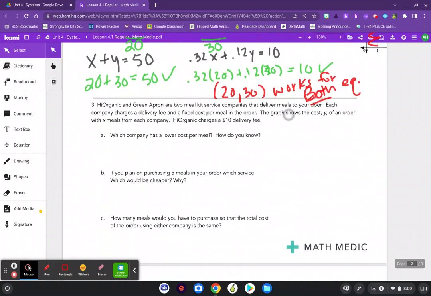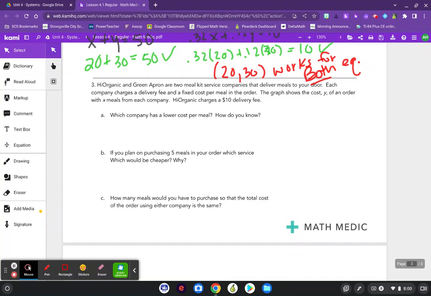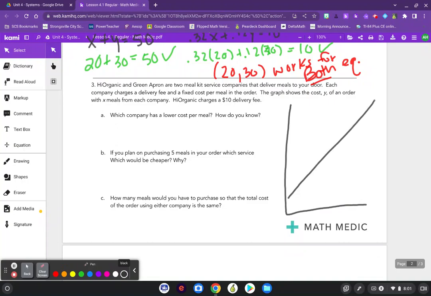Real quick, I do want to talk about 3. That's where my graph went. I should have a graph for 3. And in this graph for 3, we have lines that look something like this. I'm not going to talk through the entire thing, but you have to read the scenario. They do give you a little bit of information here.